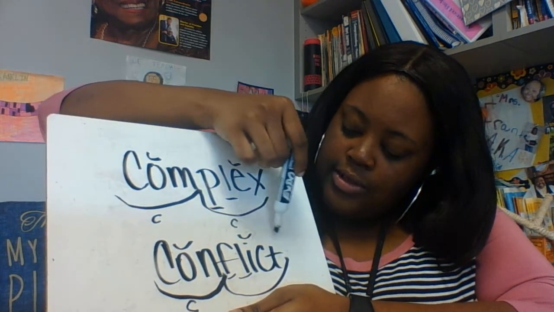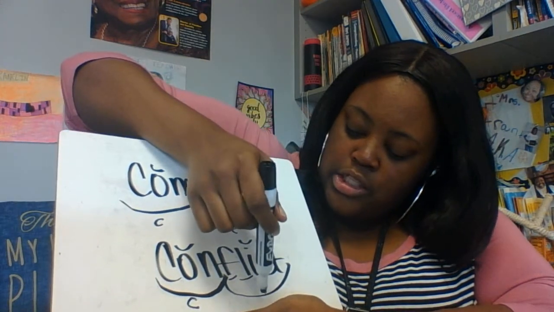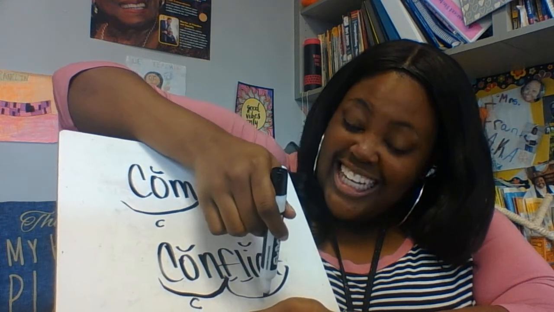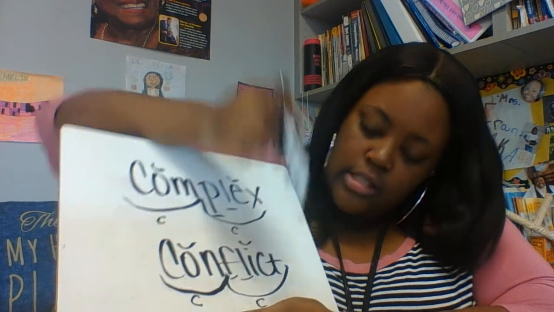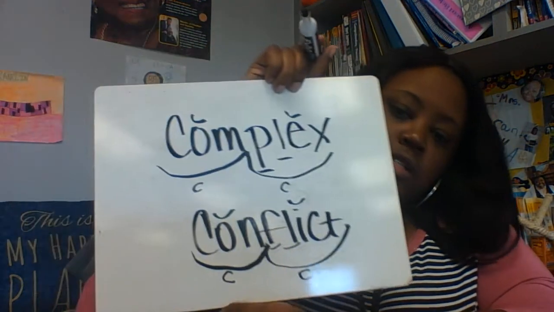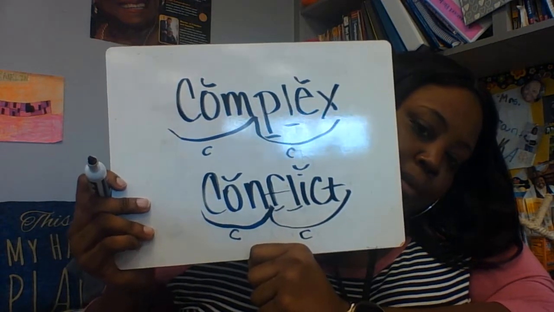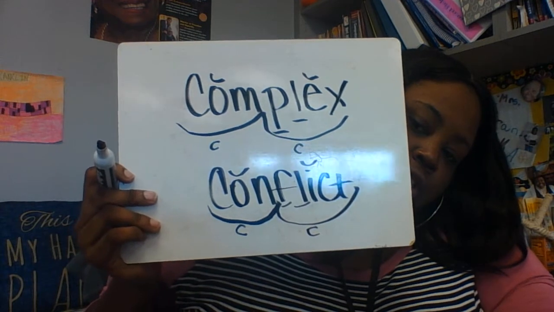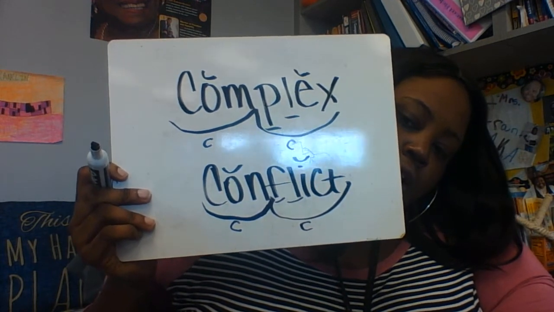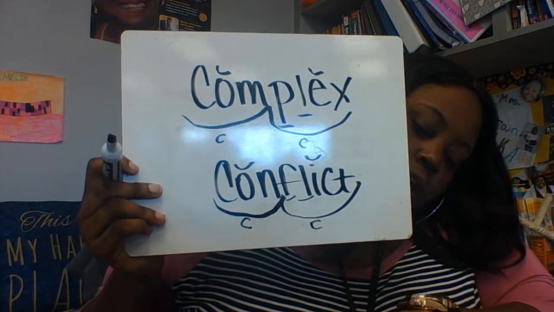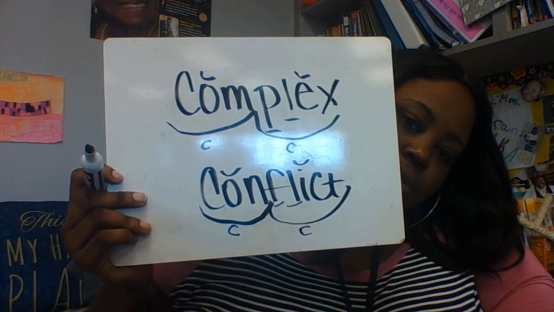I closed in with this CT blend. It is short. Flicked. That is closed as well. So go ahead and pause my screen. This is what your sheet of paper, your board, whatever you are writing on should look like. Complex and conflict scooped. And we have identified the syllable types.